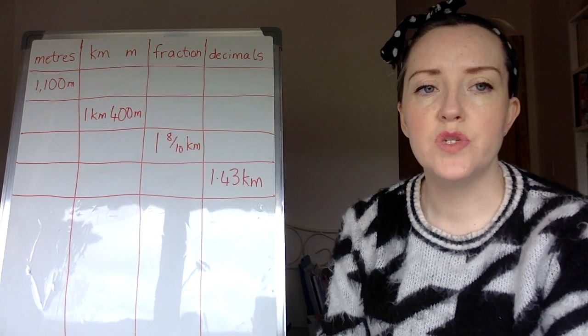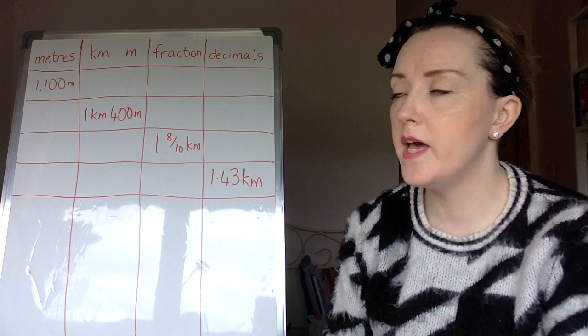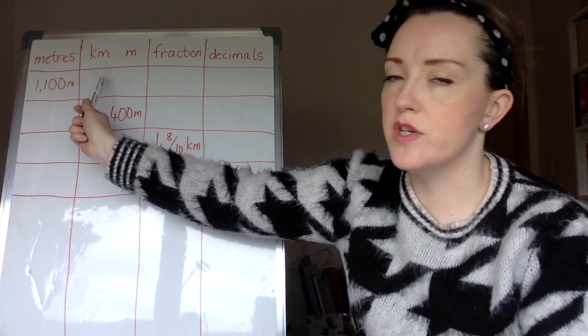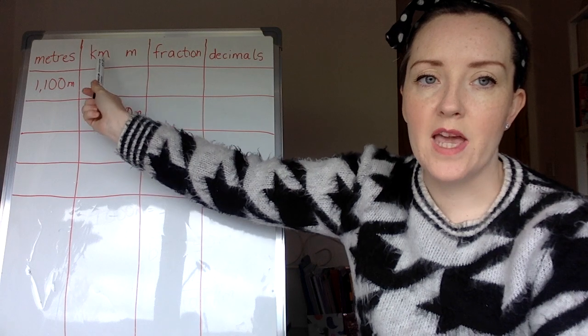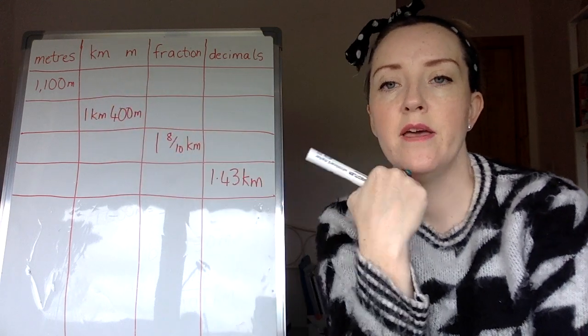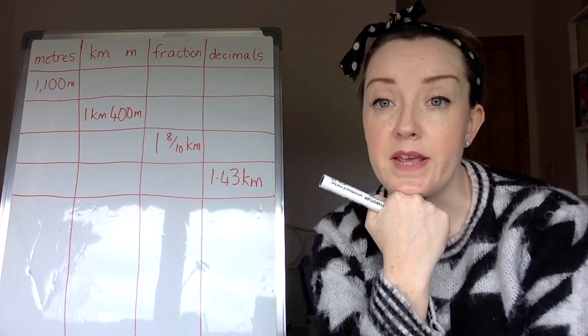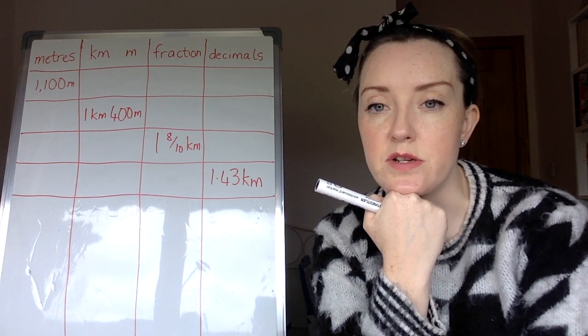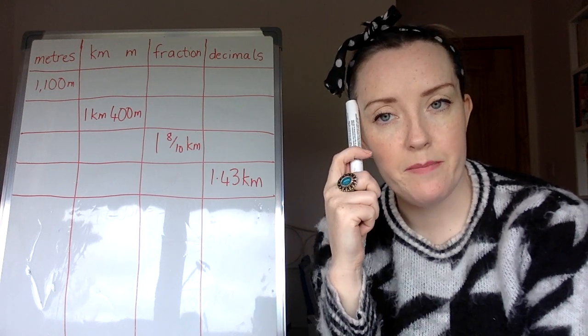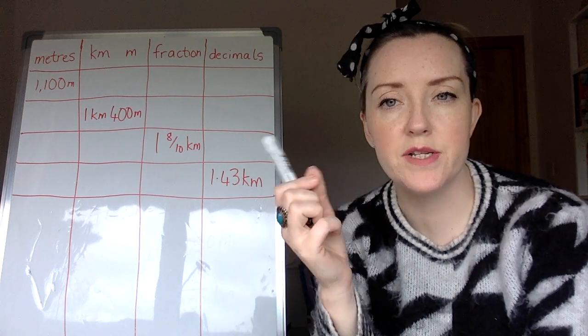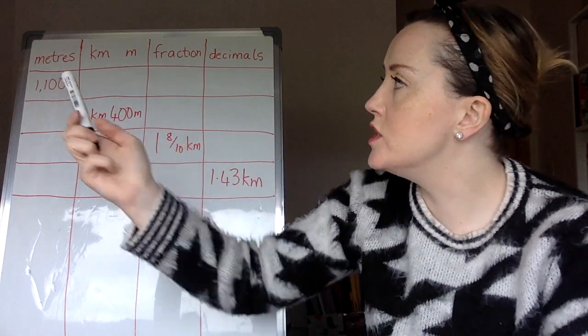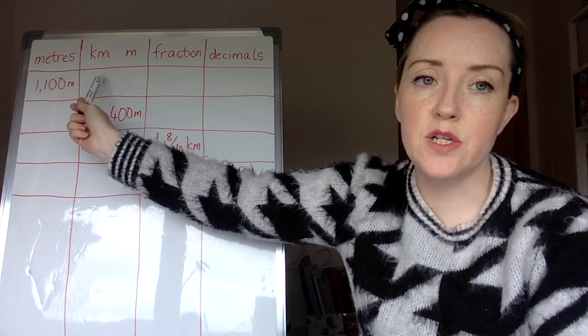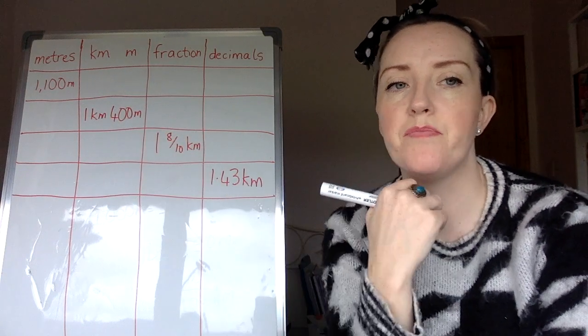So it's 1,100 metres. I need to change that now into kilometres and metres. My boss has said to me, I need that measurement, but I need it in kilometres and metres. So that's when I go, okay, I know how to convert it. Convert means change it. So you're going to change 1,100 metres into kilometres and metres.